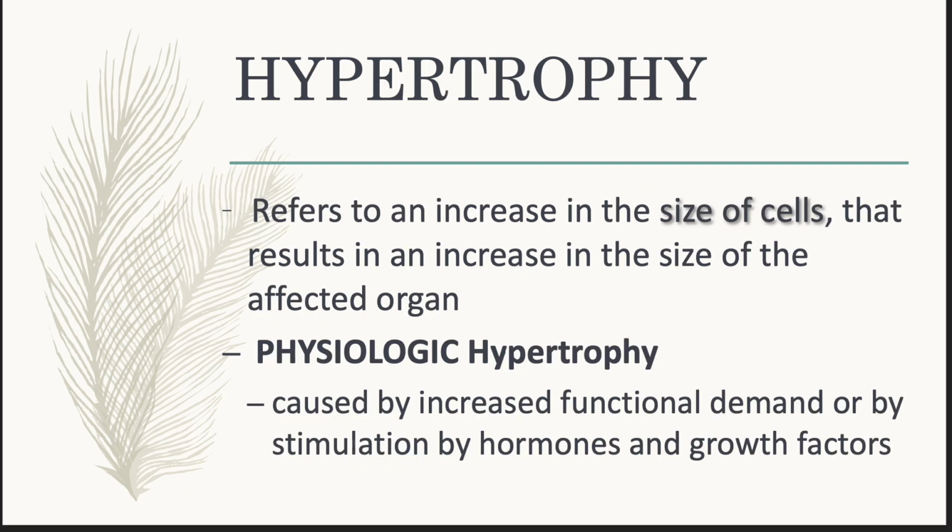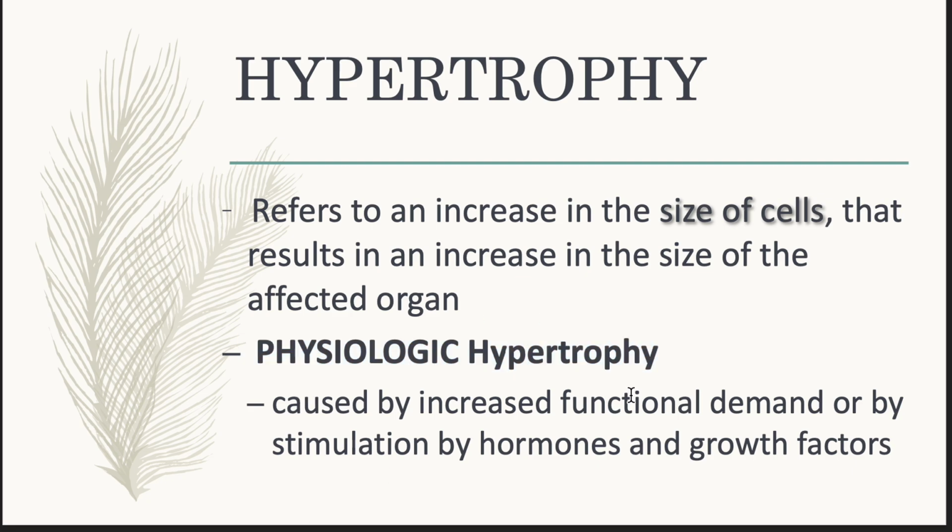So first is your hypertrophy. Hypertrophy refers to an increase in the size of cells, that results in an increase in the size of the affected organ. So in your heart, if one cell becomes bigger, your whole heart becomes bigger, and that is dangerous. But some of it is physiologic and not pathologic. When you say physiologic, it's not yet something that is a disease. It's a normal adaptation of your body.